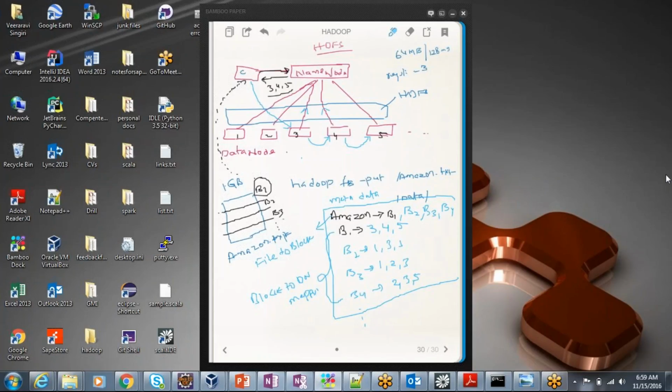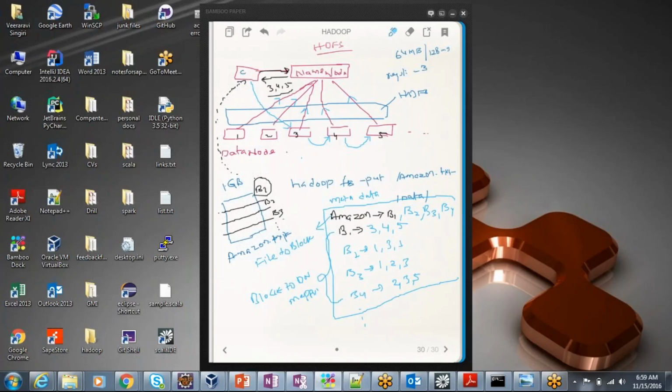These data nodes keep sending a heartbeat every 3 seconds saying that we are alive, we are connected. Every 3 seconds these machines send a heartbeat to the name node.